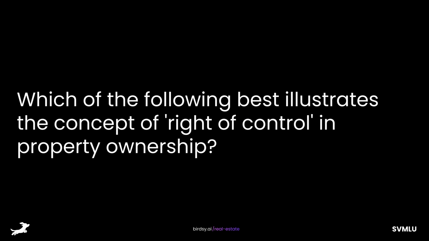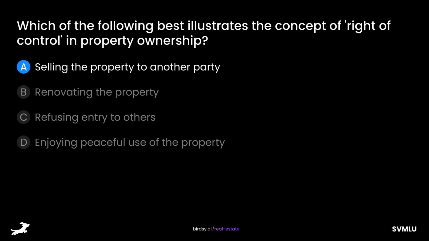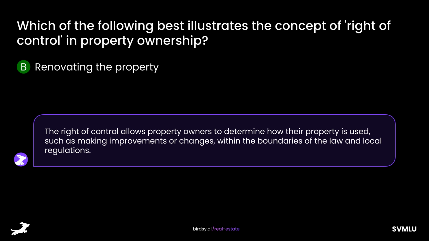Which of the following best illustrates the concept of right of control in property ownership? Is it A, selling the property to another party? B, renovating the property? C, refusing entry to others? Or D, enjoying peaceful use of the property? The answer is B, renovating the property. The right of control allows property owners to determine how their property is used, such as making improvements or changes within the boundaries of the law and local regulations.